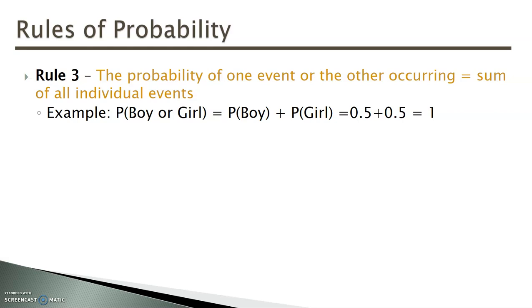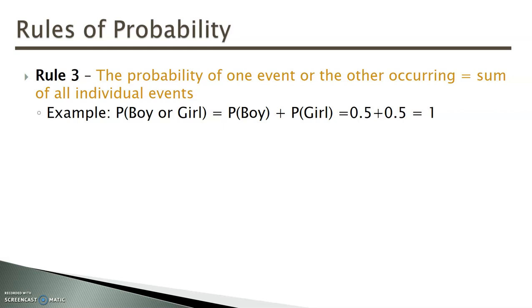Now you could also do this with rolling the die. What's the chance of rolling a 1 or a 2? Well, the chance of rolling a 1 is 1 out of 6, and you would add that to the chance of rolling a 2, which is also 1 out of 6. So 1 out of 6 plus 1 out of 6 would be 2 out of 6, or you could simplify that to 1 out of 3. So if you ever see the word "or" inside a question, that is an addition question. What's the chance of rolling a 1 or a 5? That is addition.